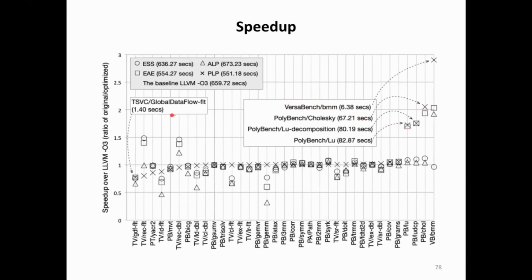We got some slowdowns as well. We have this global data flow FLT from TSVC. But you can notice that most of the programs, like in the PLP, are close to the baseline, which is LLVM -O3. And this means that in programs that will not benefit from our optimization, the overhead that we add is close to 0. So you can see here that we have an X close to the 1 line here.